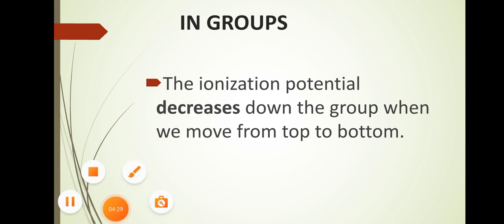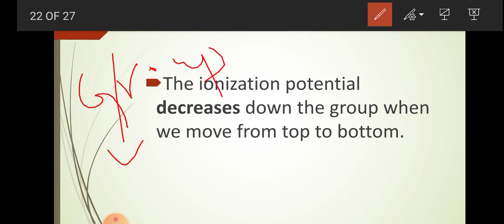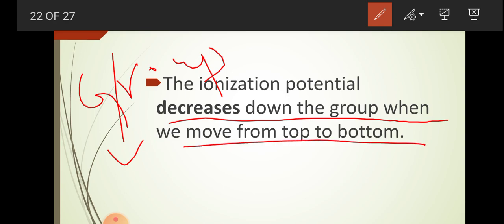Now if we talk about the ionization potential in the groups, what will happen when we move from top to bottom in the groups? Okay, when we go in groups from top to bottom. Clear? So what will happen? The ionization potential decreases down the group. Down the group it decreases when we move from top to bottom.